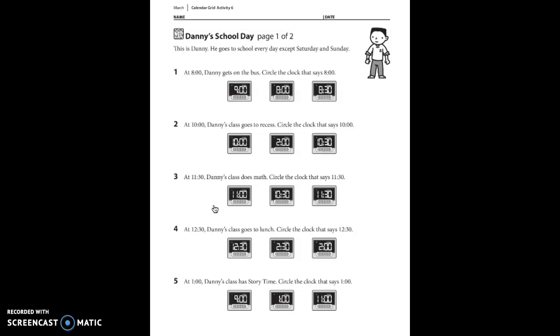Next to number 4, it says at 12:30 Danny's class goes to lunch. Circle the clock that says 12:30. Number 5, at 1 o'clock Danny's class has story time. Circle the clock that says 1 o'clock.